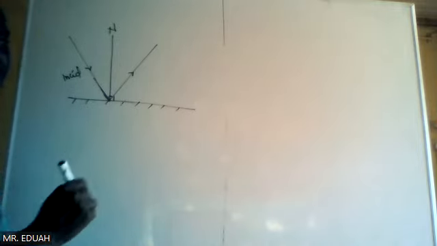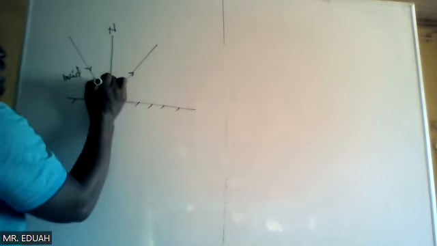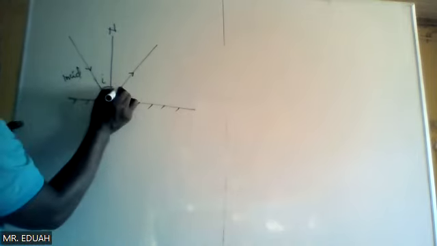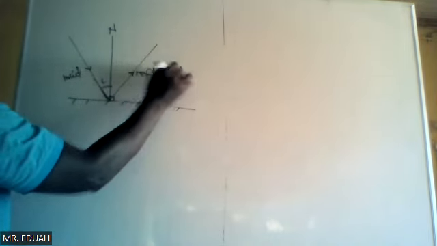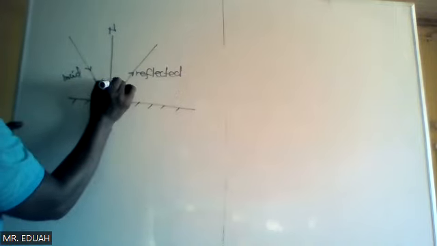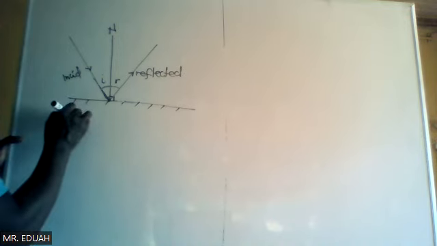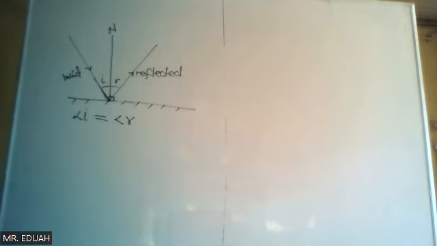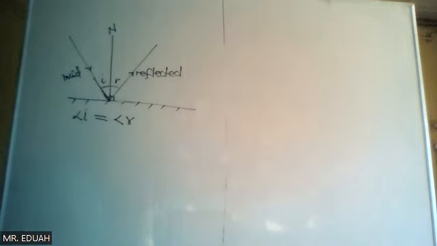The portion that is reflected: the angle between the normal and the incident ray is the angle of incidence. The angle between the normal and the reflected ray is the angle of reflection. The rule says that the angle of incidence is always equal to the angle of reflection. So if this is 90, this will also be 90 degrees.